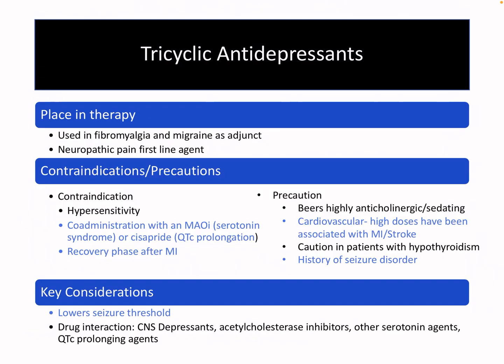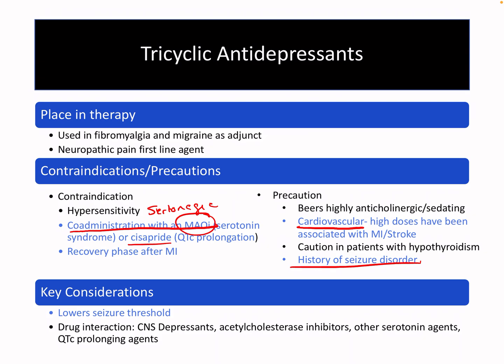So you do want to avoid using it in patients with seizures, and that's why that is considered a contraindication. Likewise, there is contraindications for patients with cardiovascular disease, especially at high doses. Co-administration with MAOIs can cause serotonin syndrome, and also other agents that are serotonergic can cause serotonin syndrome as well. Cisapride is associated with QT prolongation, and it is considered a contraindication that you should not use them together. In the recovery phase after an MI, tricyclic antidepressants are also contraindicated.